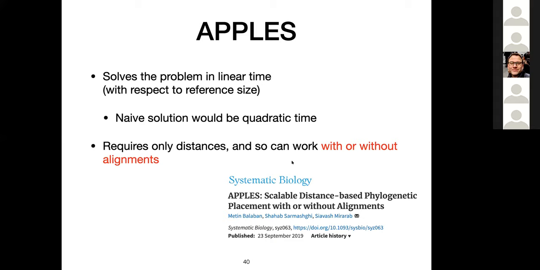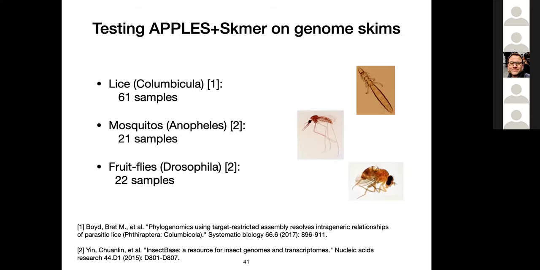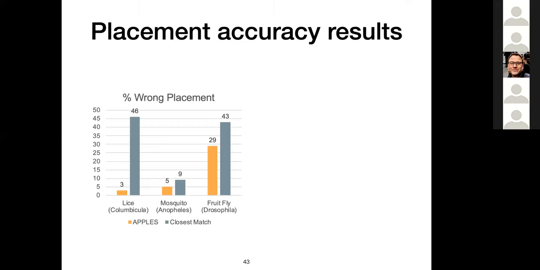So you can run APPLES to do phylogenetic placements using distances computed from a skimmer without ever having assembled or aligned genomes. We tested this where you compute distances using a skimmer and then place using APPLES on three data sets of genome skims, and we compared it with just choosing the closest match. We saw that this method works better. You find the correct placement much more often if you use this approach.